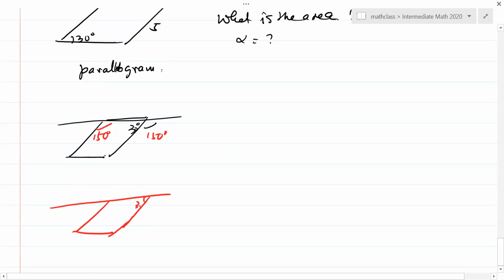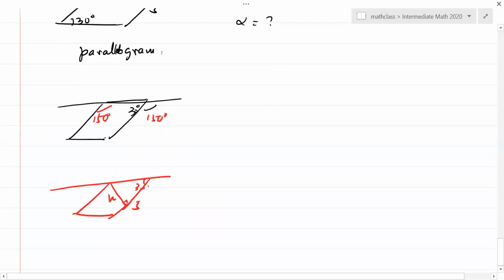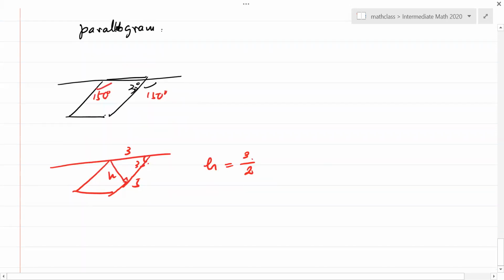What I'm going to do is, at this 30 degree angle, draw a line perpendicular to this side. This is a 5. If I know the height, you can solve the problem. Because this is 30 degrees, it's a right triangle. So h, this is 3, right? h is going to be half of 3. Once you get h, the area is going to be the base times the height. So 15/2. See that?